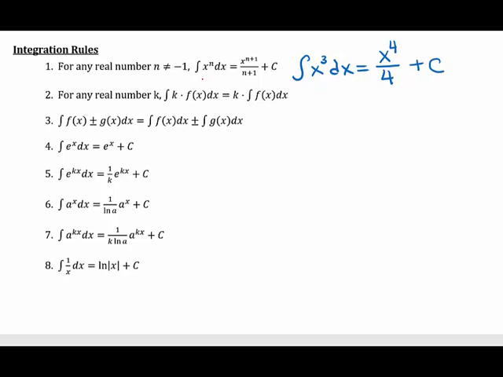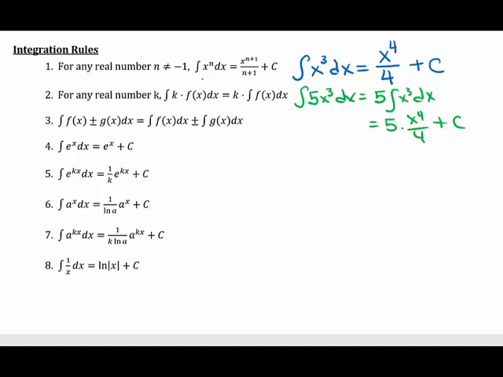My second rule says if I have a constant times a function, so for example, if I have 5x to the third and I want to integrate it, I can actually just pull that 5 out front and integrate the x to the third, and I would get 5 times my x to the fourth over 4 plus c. So if you have constant times a function, you can take the constant times the antiderivative. The third rule says if you have a sum or a difference, you can integrate each piece separately. Number 4, the antiderivative of e to the x is e to the x.